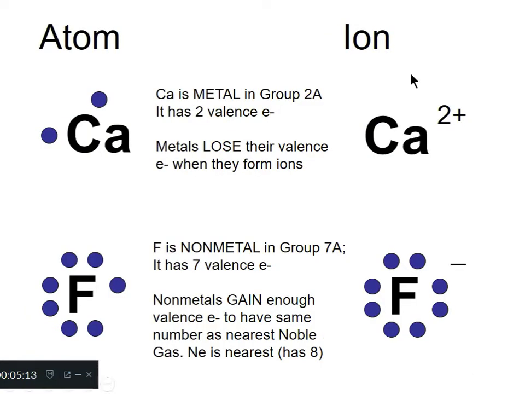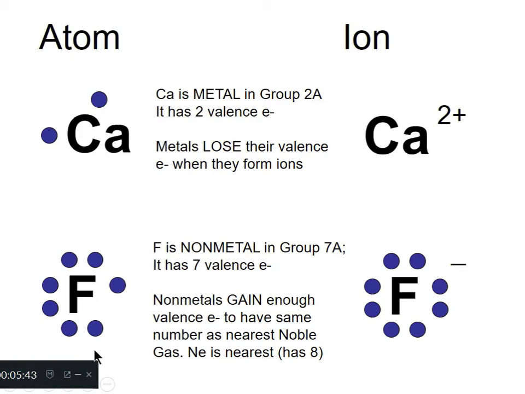Okay, so let's look at calcium. Calcium is a metal in group 2A. The fact that it's a metal tells me it's going to lose its valence electrons. The fact that it's 2A means it had 2 valence electrons to begin with, so that tells me what the atom dot diagram looks like. But when it forms an ion, it's going to lose both of these electrons. It's going to become 2+ charged, and now I have a calcium 2+ ion. Notice I have no dots over here.